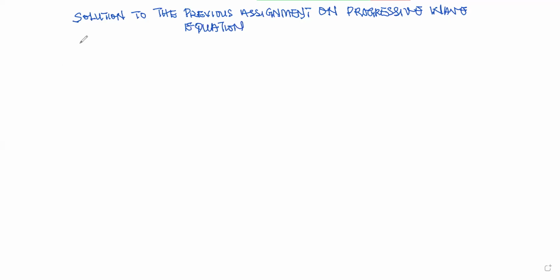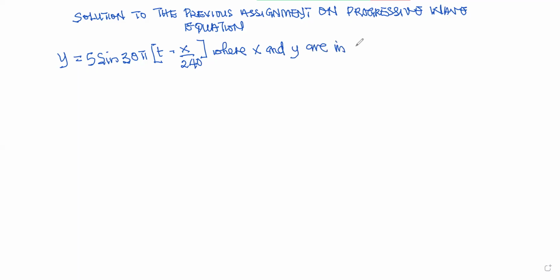Equation. So what we were actually given was y is equal to 5 sine of 30π times (t minus x on 240), where x and y are in centimeters, and t in seconds.